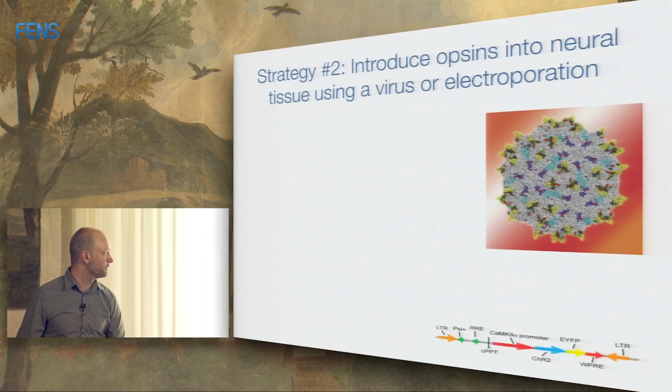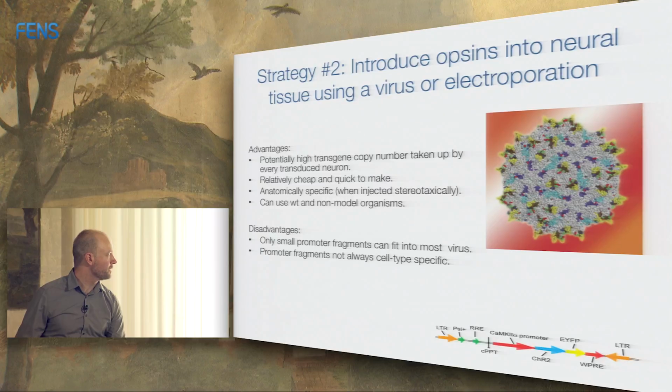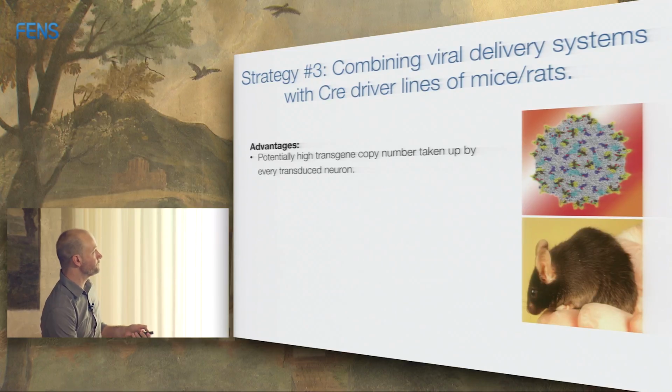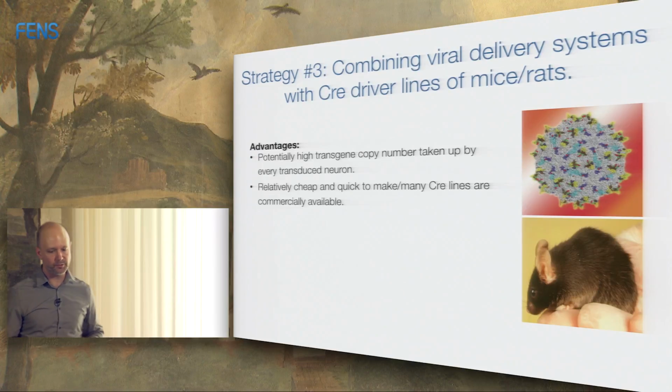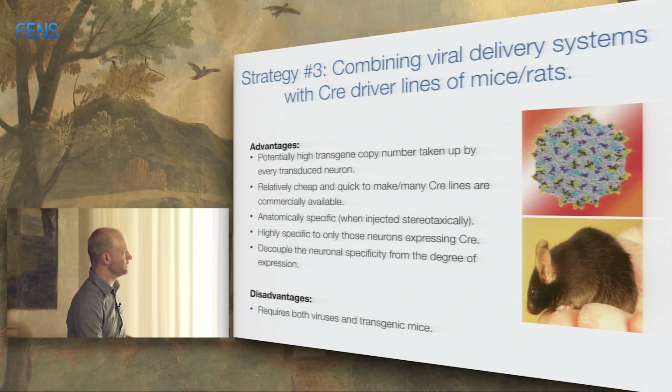And we already talked about these disadvantages, mainly the small promoter fragments, and these are not necessarily cell type specific. And then finally, this is what I've been talking about mostly: you can use a combination of transgenic animals that are expressing Cre and Cre-inducible viruses to give you specificity. Really, the only limitation and disadvantage is that it requires both viruses and transgenic animals. However, both of these are available from a number of different sources.